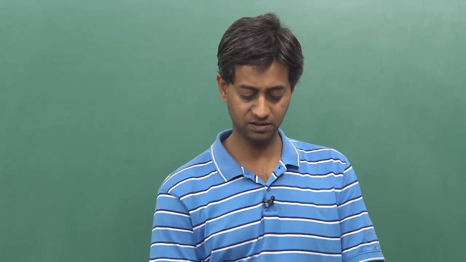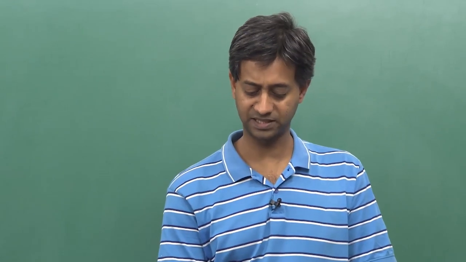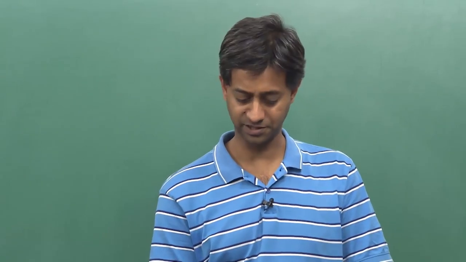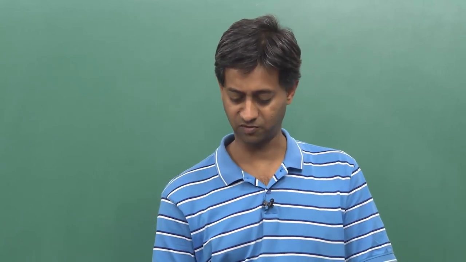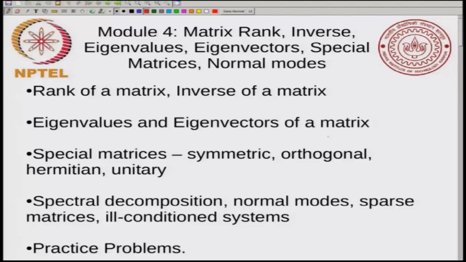So we have seen the meaning of a rank of a matrix and the inverse of the matrix in the last lecture. Today, I'll be talking about eigenvalues and eigenvectors of a matrix. I want to emphasize that this is probably one of the most important areas of linear algebra, to find eigenvalues and eigenvectors of matrices, and it's used in all branches of science and engineering. So let's get to the discussion of eigenvalues and eigenvectors.